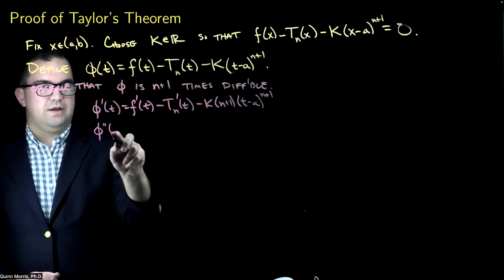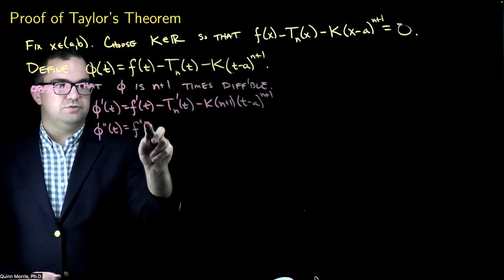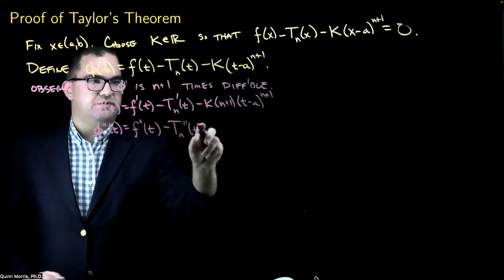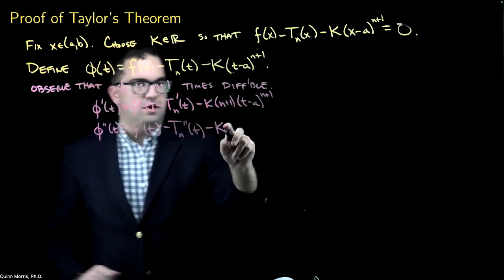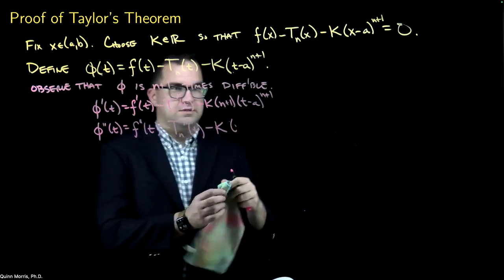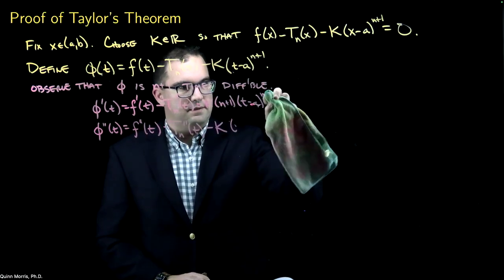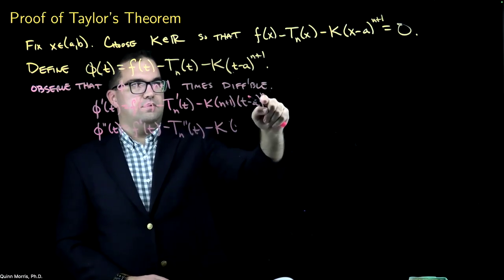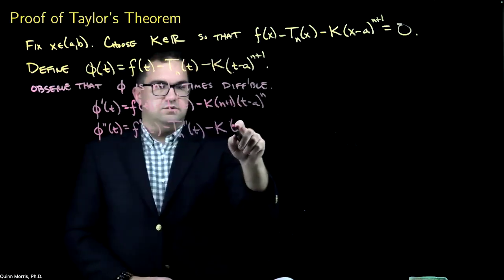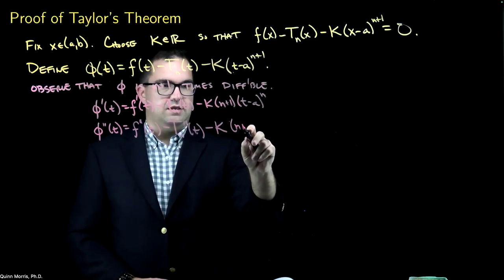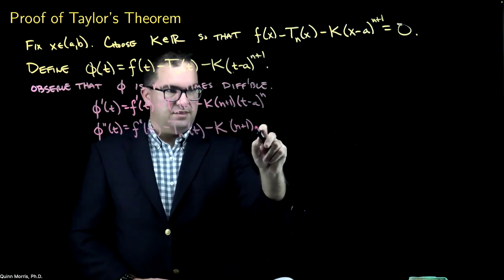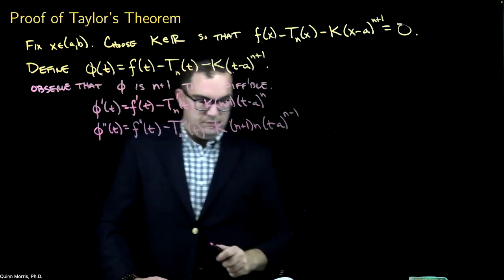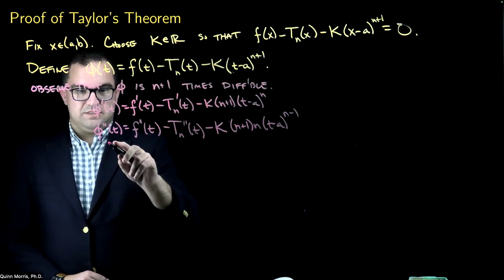Now I can repeat that process. I could calculate phi double prime. It'll just be f double prime of t minus T sub n double prime of t minus K times, oops, and sorry, maybe some of you were yelling at me. This should have been (t minus a) to the n. The n plus 1 came down, and n plus 1 minus 1 is n. So now in the second derivative, I have an n plus 1 that came down, now I have an n that's come down, and now I have (t minus a) to the n minus 1.